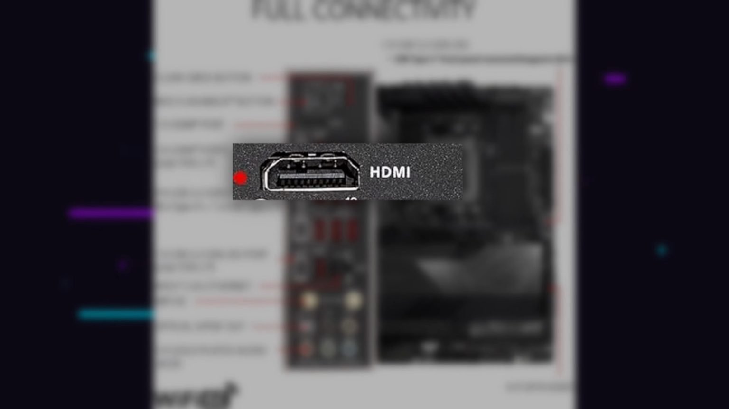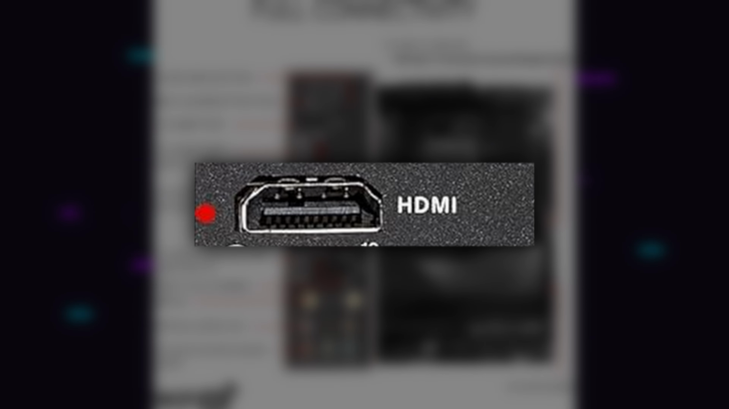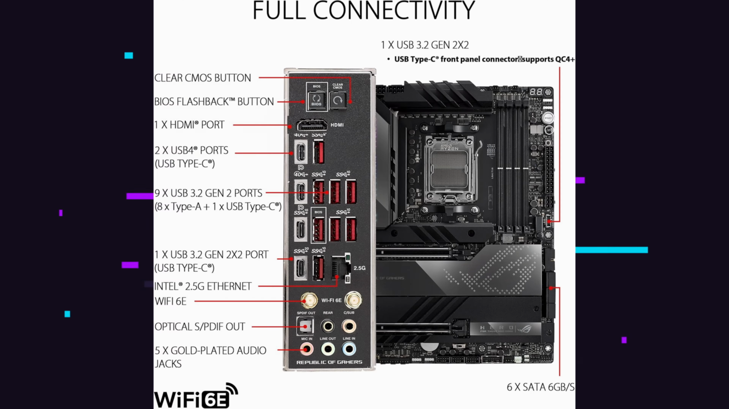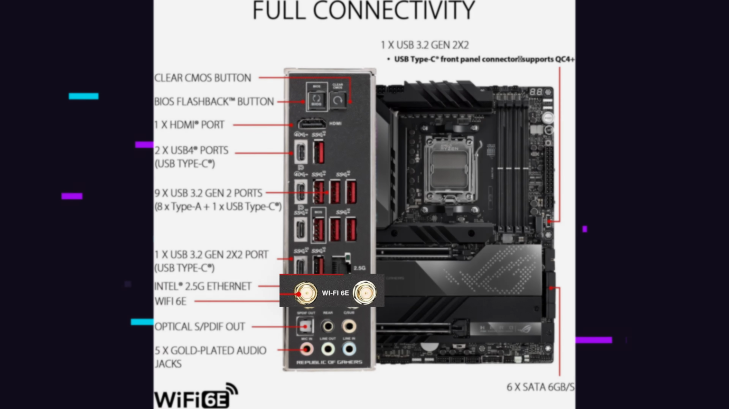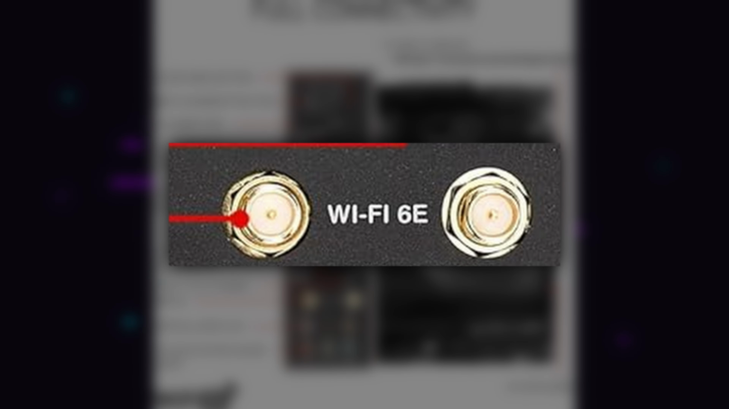Then we have HDMI or display ports. These are for motherboards that support integrated graphics. Then we have audio jacks for speakers and microphone inputs. Then we have Wi-Fi antenna connectors. These are for motherboards that have built-in Wi-Fi.